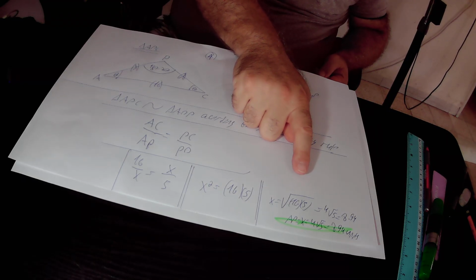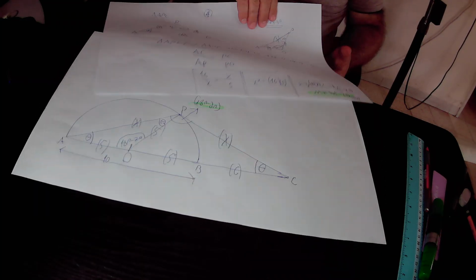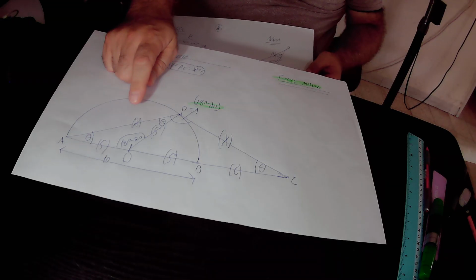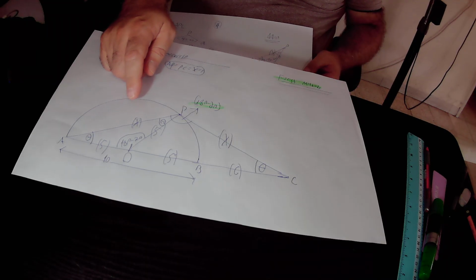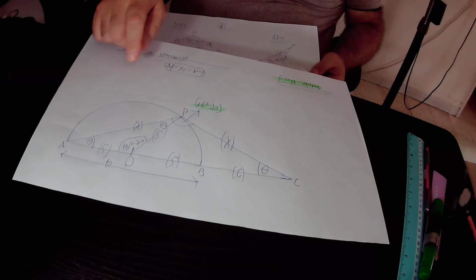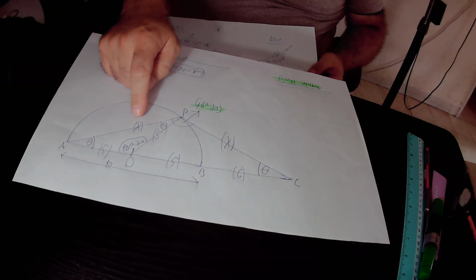4 times square root of 5 is 8.94. So in total, we found out that the length of this line segment AP equals X, which is either 4 times square root of 5 units, or in terms of numbers, AP equals X equals 8.94 units in its length. We finished with the first method. In the next step, I presented to you how to find the length of line segment AP equal to X by using a second method.